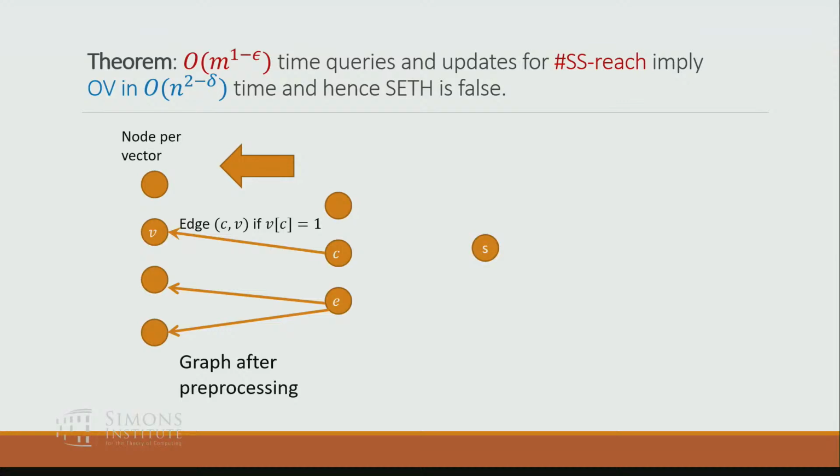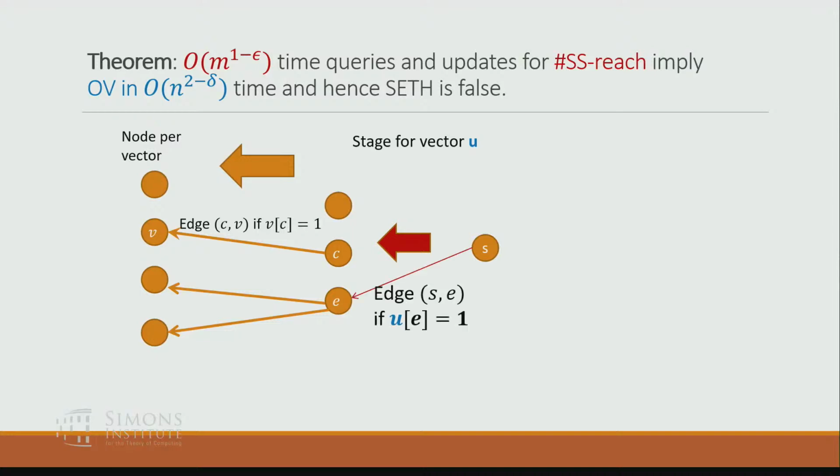This is the source, which currently has no edges, and we'll always be asking queries about how many nodes this node can reach. All right, now we start a stage for a vector u in the orthogonal vectors instance. What do we do? We'll add an edge from the source to a coordinate if the current vector u has a 1 in that coordinate. So we add edges exactly to the coordinates for which the vector u has a 1.